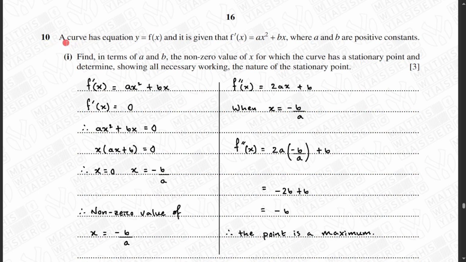Question number 10. The curve has equation y equals f of x, and it is given that f prime x is equal to ax squared plus bx, where a and b are positive constants. Find, in terms of a and b, the non-zero value of x for which the curve has a stationary point, and determine, showing all necessary working, the nature of this stationary point. So f prime x is equal to ax squared plus bx, and we know that at a stationary point it will be 0.